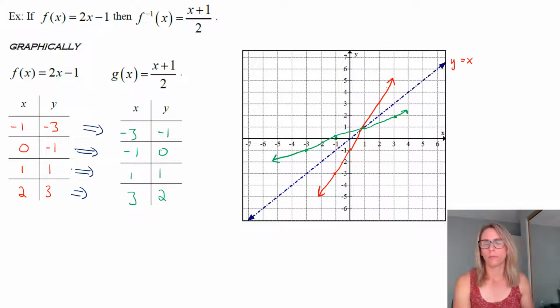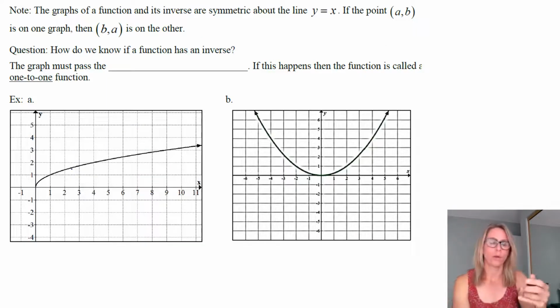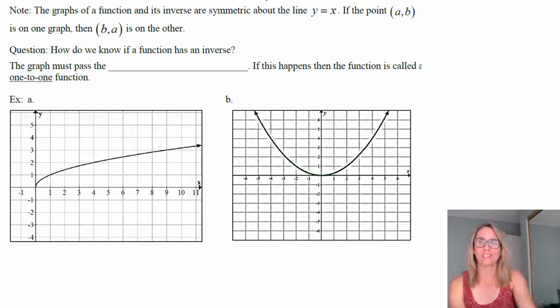So if you're ever asked to graph an inverse function, all you really have to do is graph one of them and then just flip all the points, and then you get the graph of the other. That's a really cool thing about inverses. So there it is, what I was just reading to you.